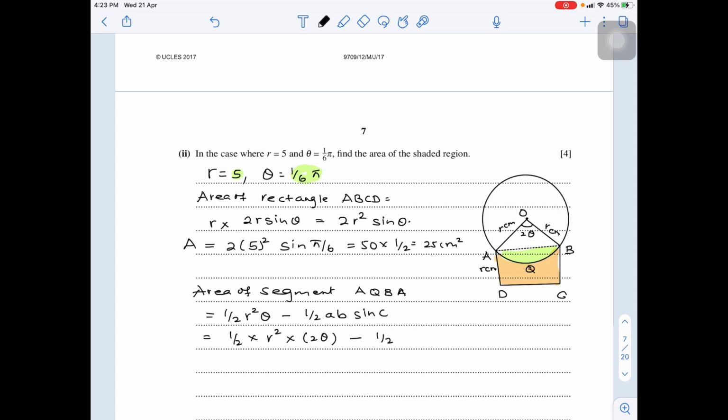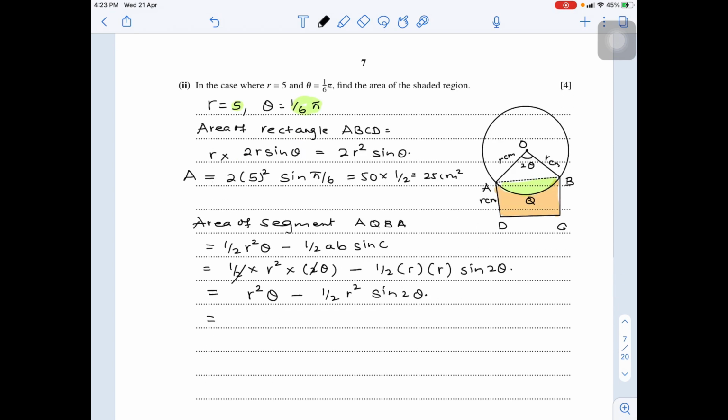Half r squared theta is 2 theta, minus half A is r, B is also r, and sine theta is sine 2 theta. So I can get rid of half and 2, so that's r squared theta minus half r squared sine 2 theta. I'm substituting now the values.